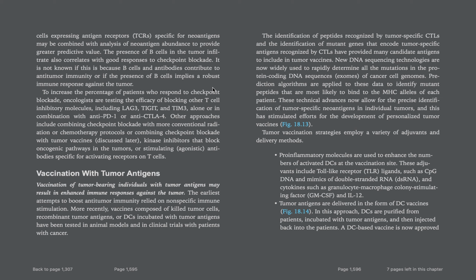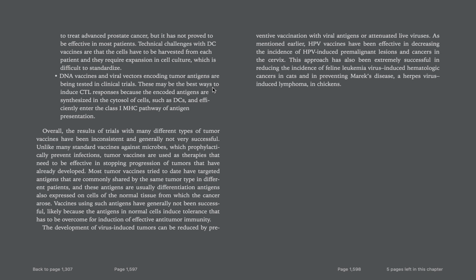Tumor antigens are delivered in the form of dendritic cell vaccines. In this approach, dendritic cells are purified from the patient, incubated with the tumor antigens, and then injected back into the patient. A dendritic cell-based vaccine is now approved to treat advanced prostate cancer, but it has not proved to be effective in most patients. Technical challenges with dendritic cell vaccines are that cells have to be harvested from each patient, and they require expansion in cell culture, which is difficult to standardize.